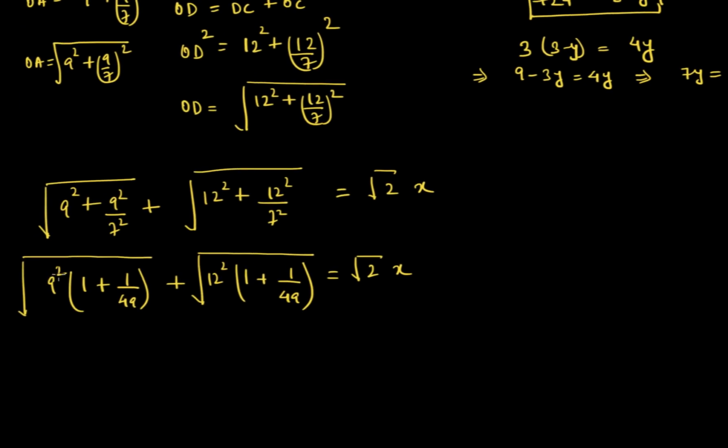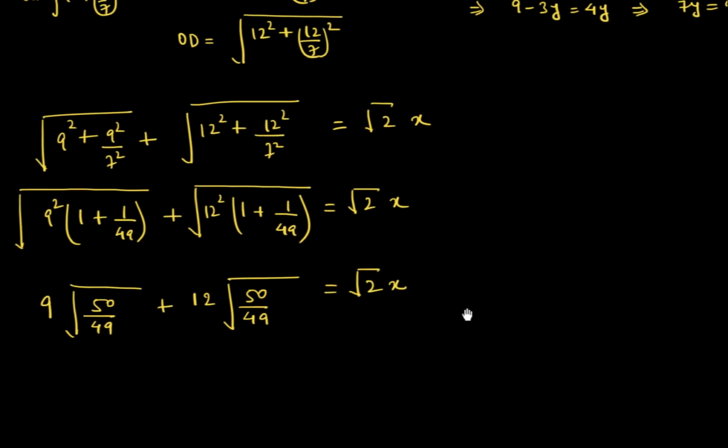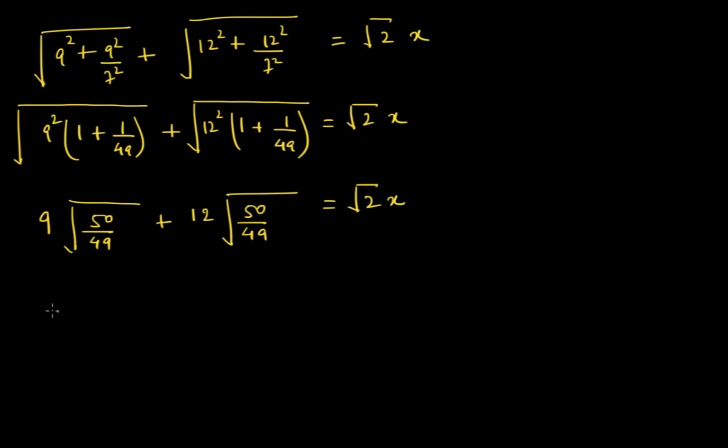Under root of 9 square will be equal to 9 itself, times under root of 1 plus 1 upon 49 will give me 50 upon 49, plus under root of 12 square is 12 itself, multiplied by under root of 50 upon 49. Simple calculation. Now it's just about doing the right calculation. This is equal to root 2x. Now 9 under root of 50, root 49 is 7, plus 12 times root 50 upon 7. This is equal to root 2x.